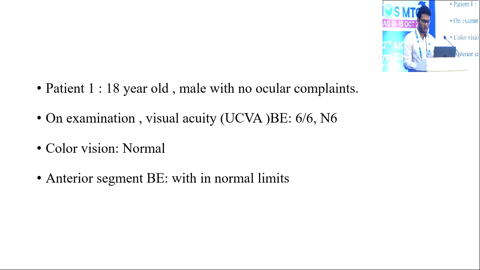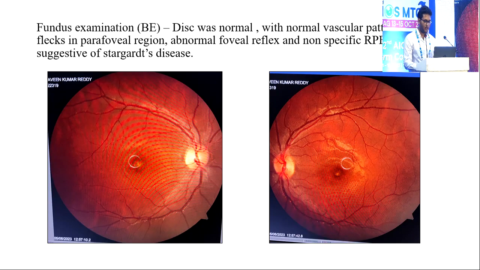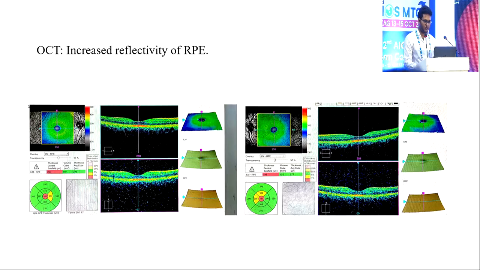On examination, uncorrected visual acuity was 6/6 in both eyes, and N6 normal near vision. Color vision was normal. Anterior segment examination in both eyes was within normal limits. Fundus examination showed non-specific RPE mottling and a few flecks in the parafoveal region, and the rest of the details were normal. OCT examination showed only increased reflectivity of the RPE in both eyes.